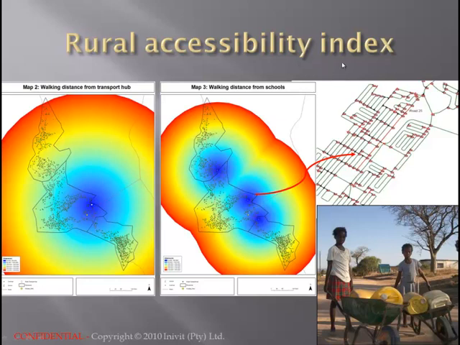Rural accessibility indexes and the correct planning can now be done. We have a picture of the same town. On the left we see that we have calculated walking distance to transport hub, and it would mean that the taxi and bus infrastructure is situated in the center of the town, but the persons staying on the outskirts of the town have to walk very far to get access to transport. The same town on the right, we indicate where the schools are and walking distance to schools. The same people also walk very far to get access to school.